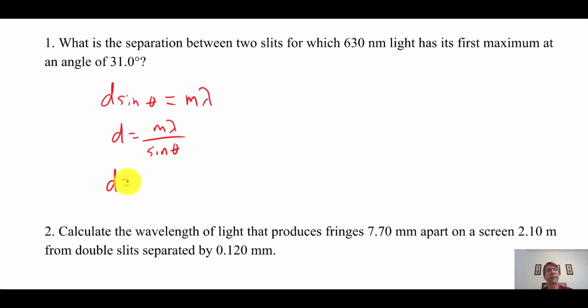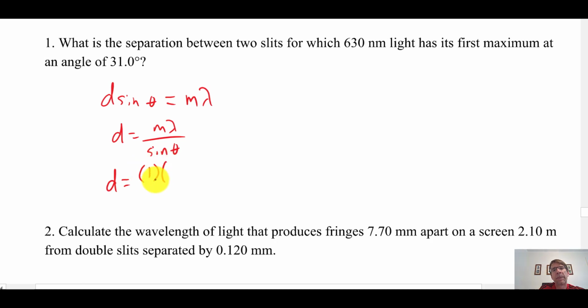So I'm using m for which order, which maximum we're talking about from the center. The center one's always at 0, it's dead center. But we say number 1, that's the first one to the left or right, or above or below, because sometimes they're a vertical pattern on the wall instead of a horizontal pattern. But this is a 1 in this case.